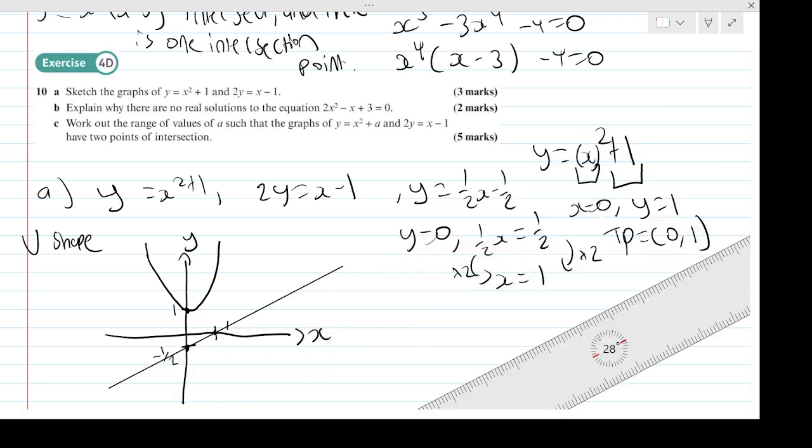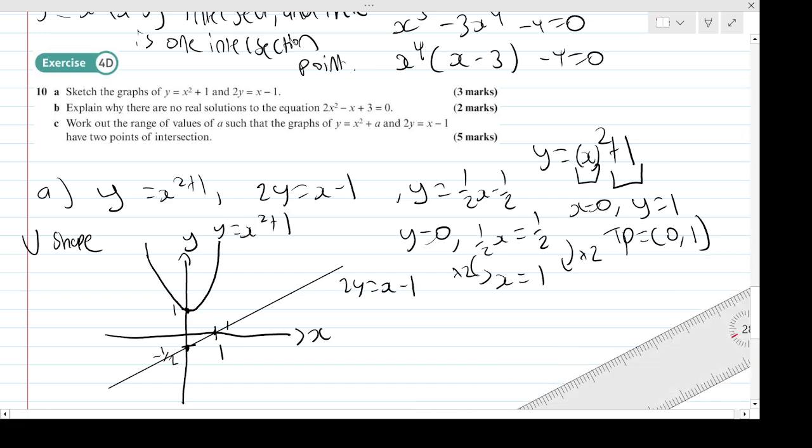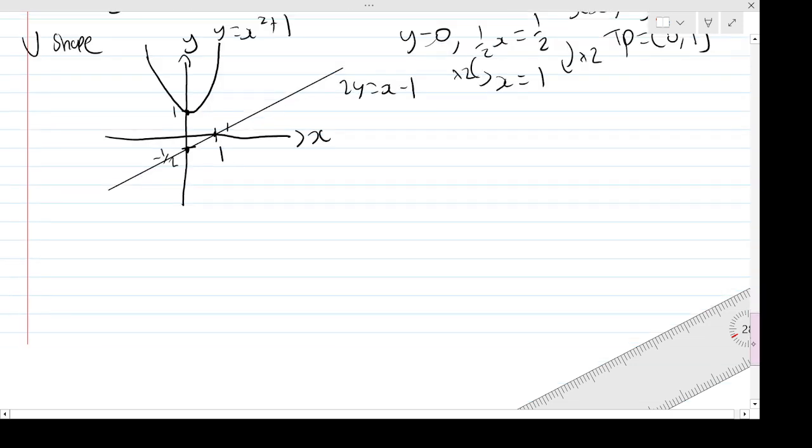So then we need to label our lines, right? So that'd be line 1 there. So that will be 2y is x minus 1, and this will be the curve y is x squared plus 1. So there we are. We sketched our graphs then. Okay, that's part A done.